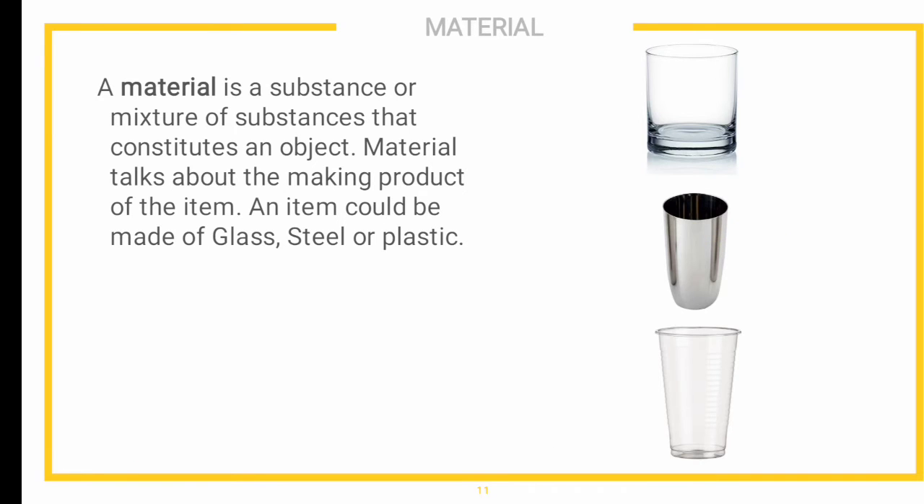Next up, we have material. A material is a substance or mixture of substances that constitutes an object. A couple of items could be brought together to make one particular thing. Material talks about what products are made of. An item could be made of glass, plastic, steel. For example, in the three diagrams, one is a glass, one is a steel glass, one is a plastic glass, but what is the one thing which is common? They are all glasses. If you want to drink water, you require any of these.